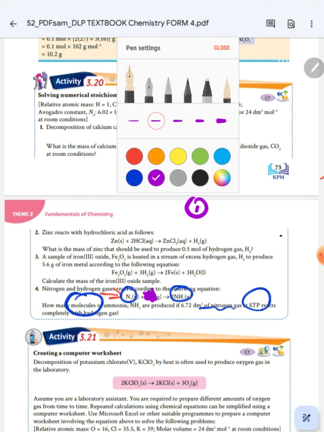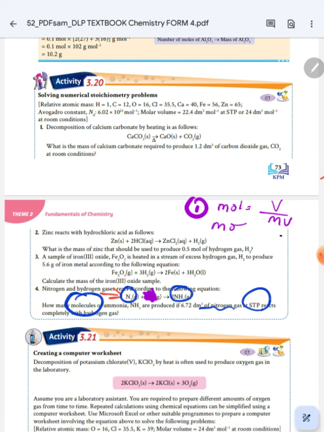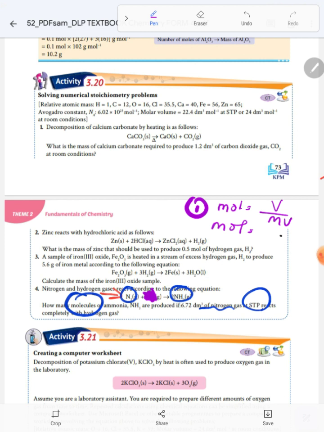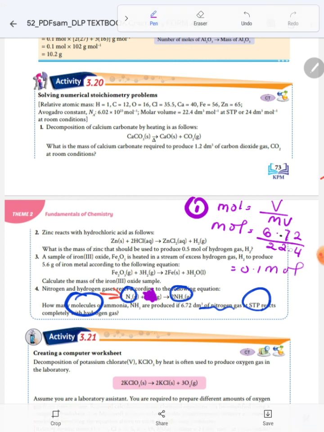So what is the relationship between number of mole and the volume? Mole equals volume over molar volume at STP. The volume is already in dm³, so there is no need to convert. 6.72 divided by 22.4. Let's say the answer is 0.1 mole.